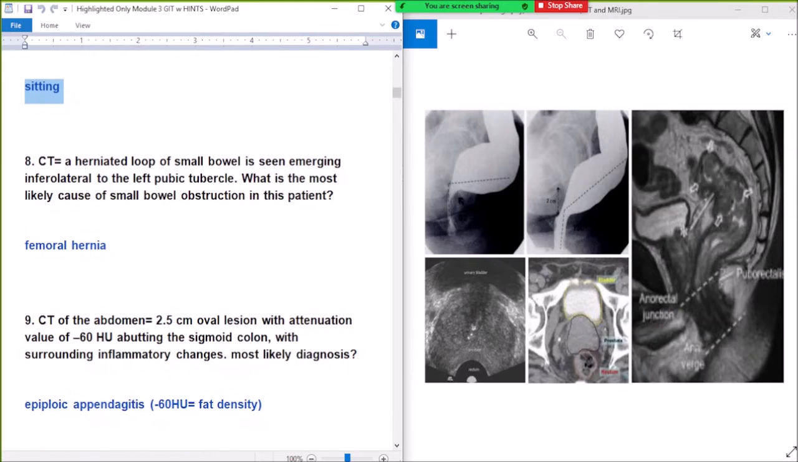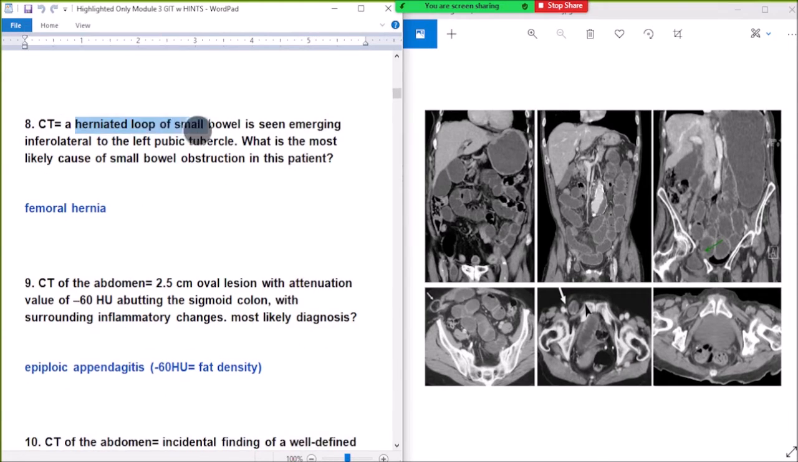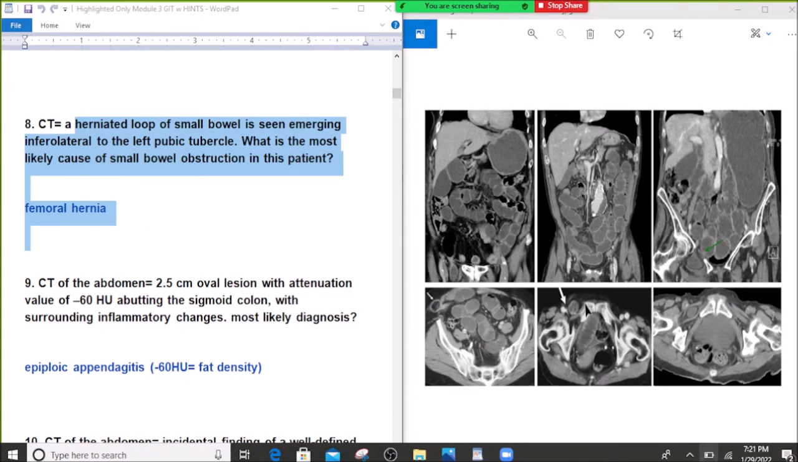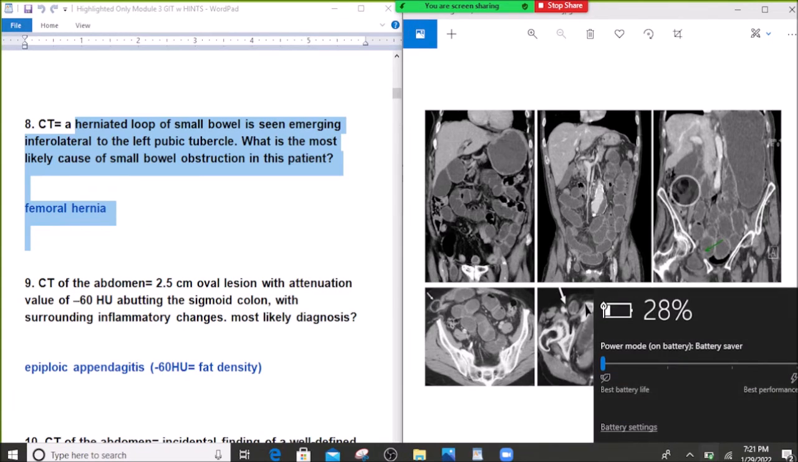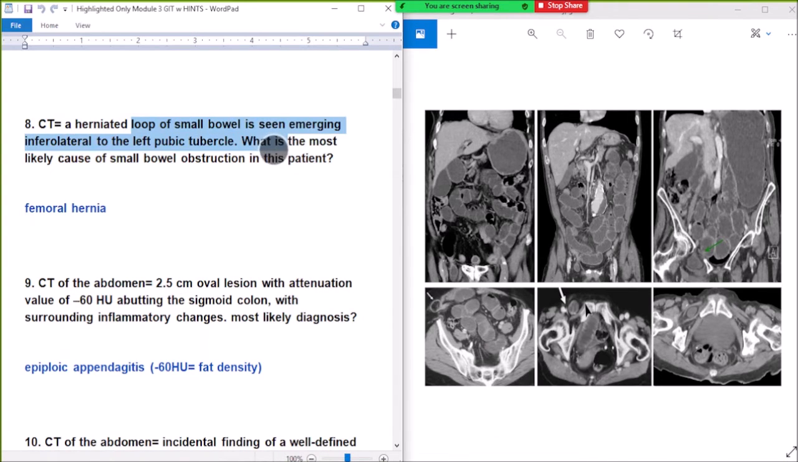Question number 8. CT scan shows a herniated loop of small bowel emerging inferior lateral to the left pubic tubercle. What is the most likely cause for the small bowel obstruction in this patient? Femoral hernia. Because hernia is also an important topic. Herniated loop of small bowel is seen emerging inferior lateral to the pubic tubercle.